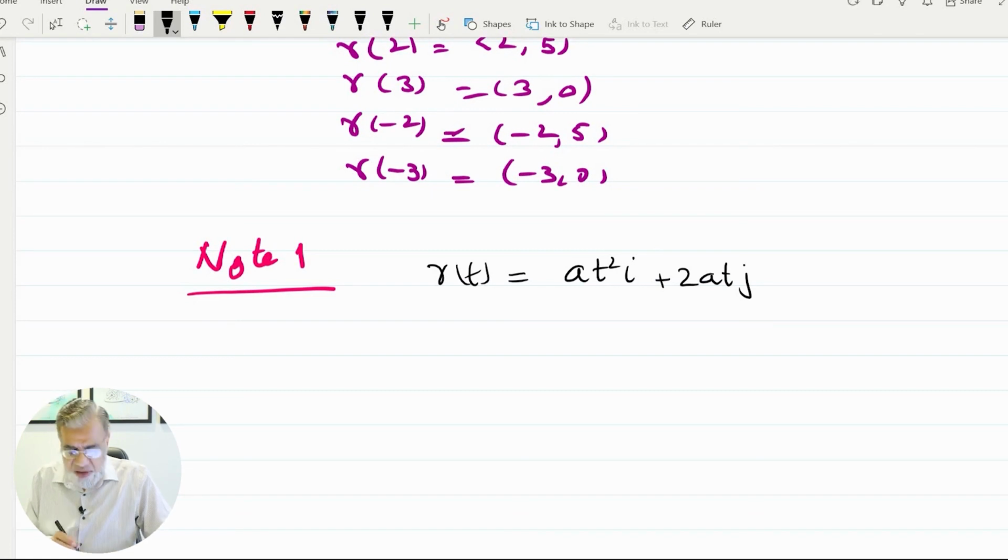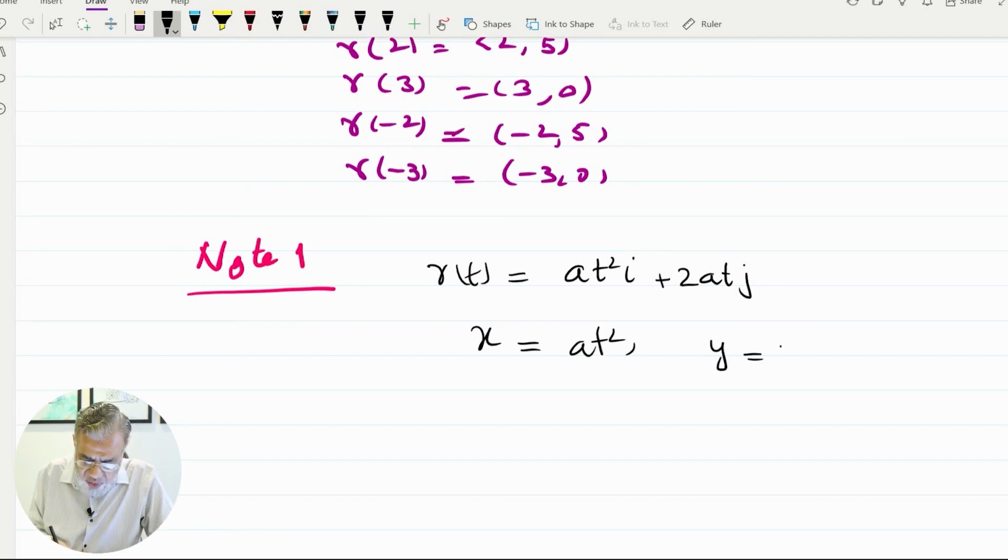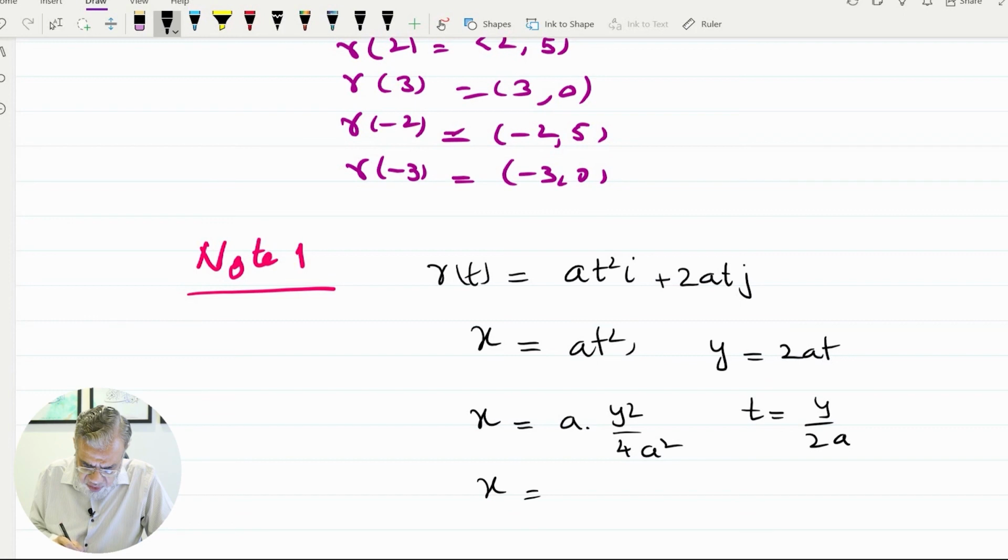How can we see it? My x is equal to at squared, and my y is equal to 2at. I get the value of t: t is equal to y over 2a. I put the value of t here. My x is equal to a times y squared over 4a squared. I simplify this and get x equal to y squared over 4a. If I multiply by 4a, I get y squared equals 4ax, and it's my parabola.